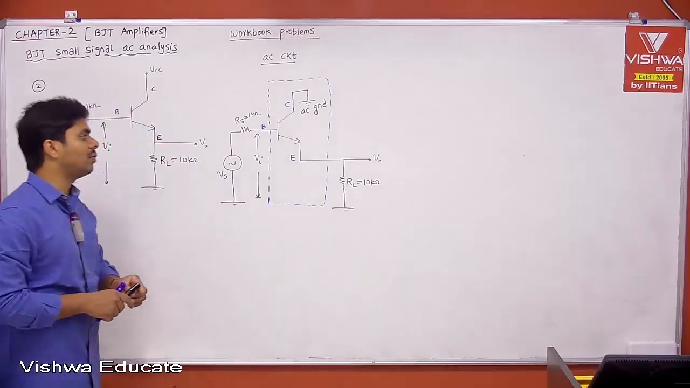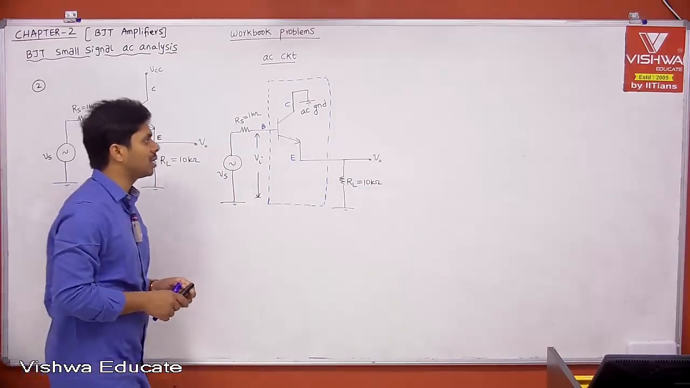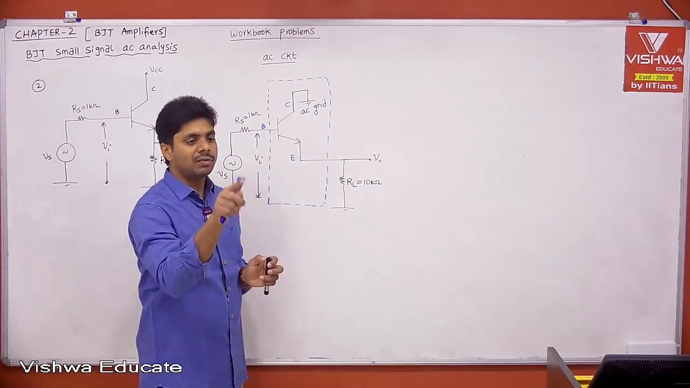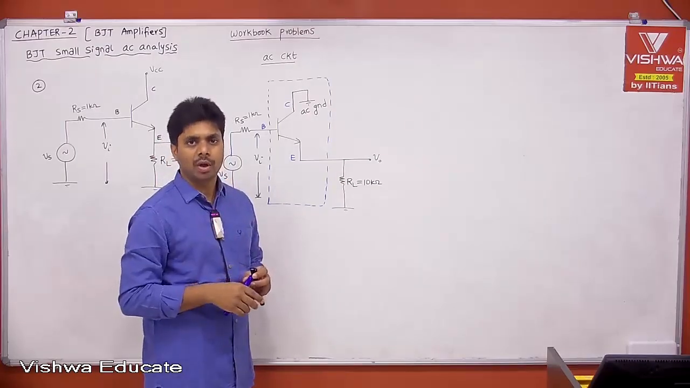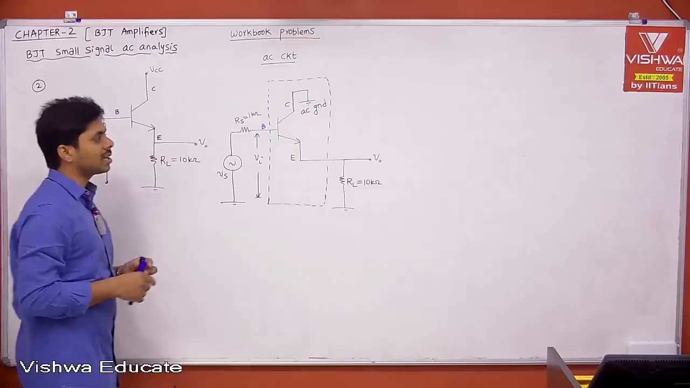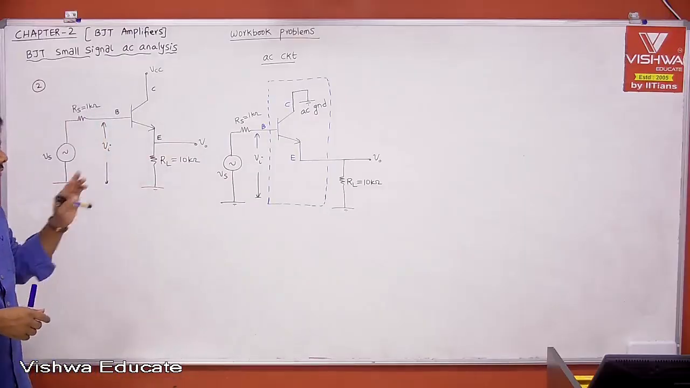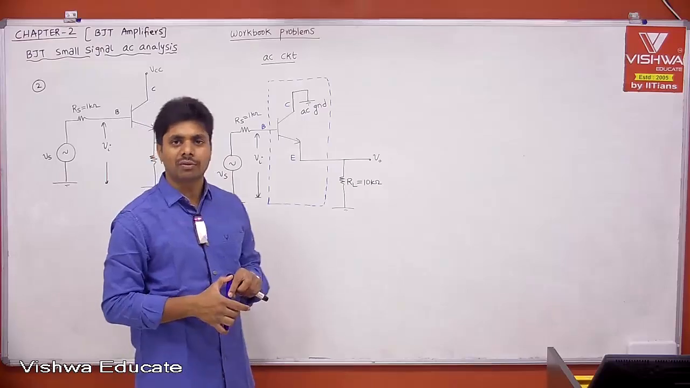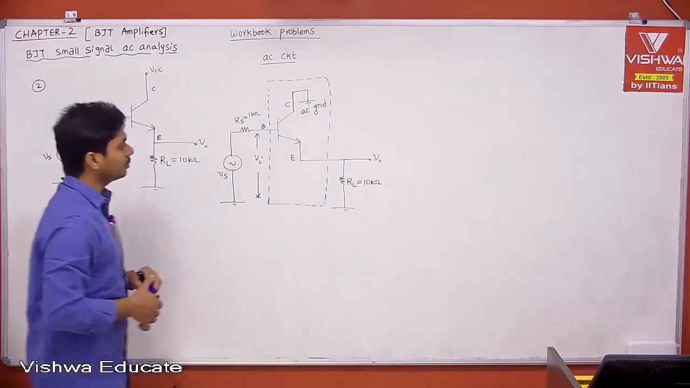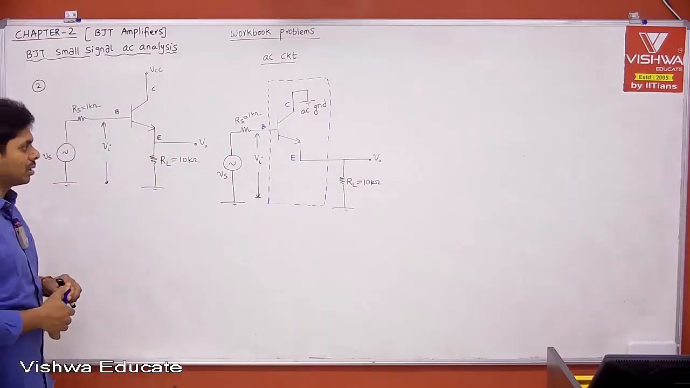Now, but we need to find the configuration. Only when you know the configuration, instead of the generic hi, we can say hie, hic, hib. That's why our second step is to find the configuration. Only when you know the configuration can you take the proper H parameters related to that configuration. Okay? Now, what is this configuration?